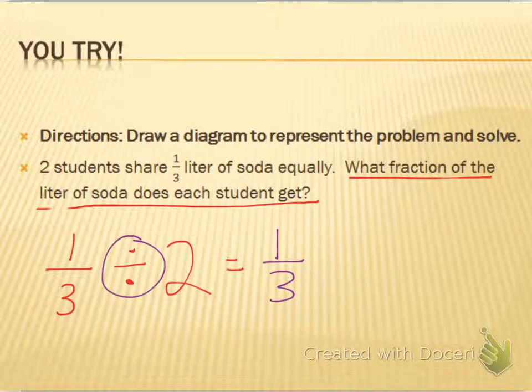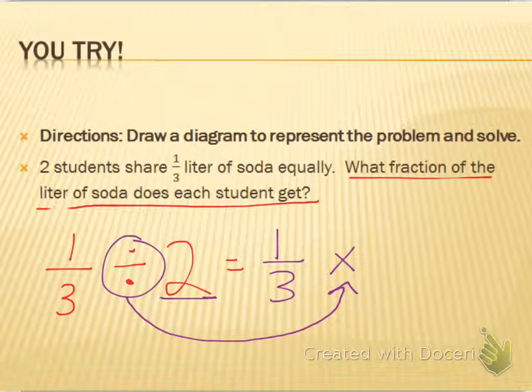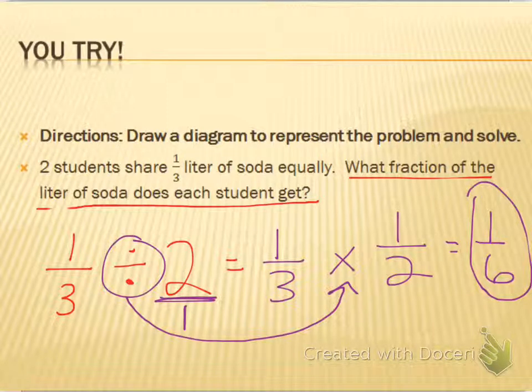And of course, to solve a fraction division problem, we're going to use multiplication. So I'm going to change this division sign into a multiplication sign. And then I'm going to flip my 2. Remember that when we have a whole number, you only have to do one thing to change it into a fraction: you write a 1 underneath the whole number. So if you flip 2 over 1, that's going to be 1 over 2, or 1/2. And now we can multiply across. 1 times 1 is 1, 3 times 2 is 6, and lo and behold, 1/6 is the same answer as we got when we drew the diagram.